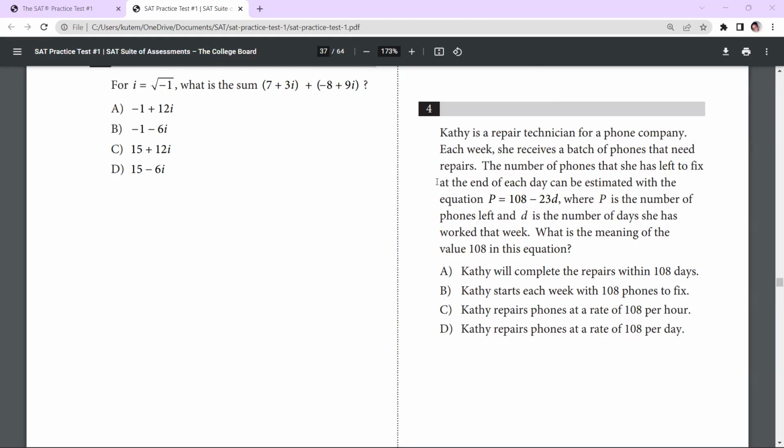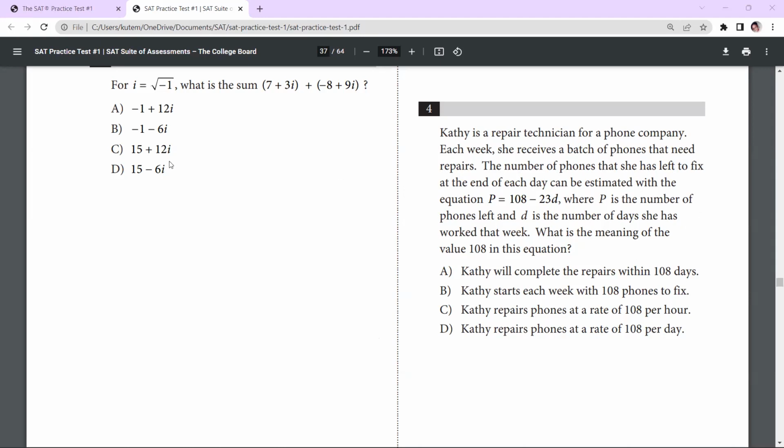So they've explained to us what this equation means, right? It says that this equation gives the number of phones she has. So P represents what's left at the end of the day. So if the change is happening to the 108, it means that that's what she's starting with. And then we're subtracting 23 for every day that passes. So if you really understand the equation, it's very easy to figure out what the 23 and what the 108 represents.